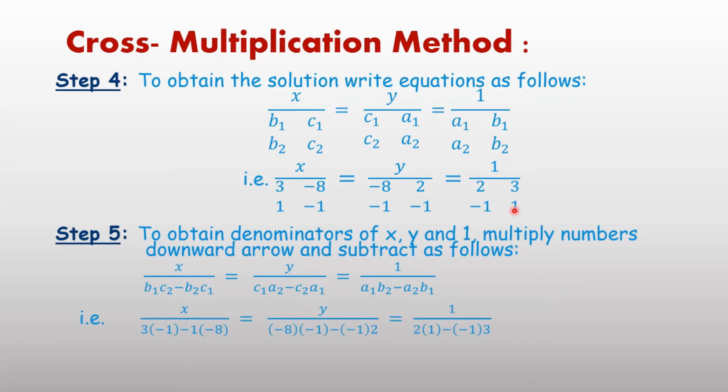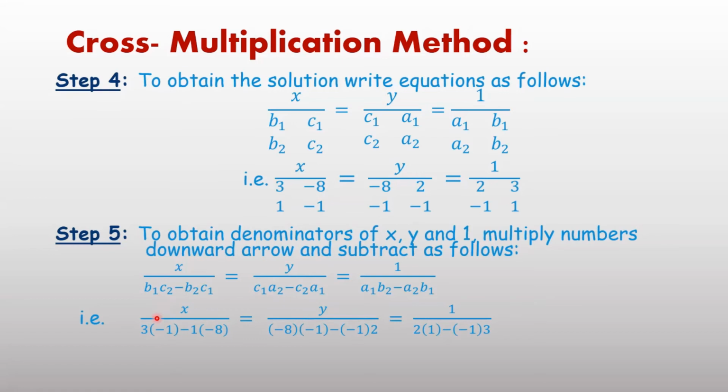Now cross multiply. Cross multiply means we start with b1 c2, multiply b1 c2 minus b2 c1, as written here. b1 c2 minus b2 c1. In the denominator of y, same process: c1 a2, multiply these two, then minus c2 a1. Similarly, next cross multiply a1 b2 minus a2 b1.